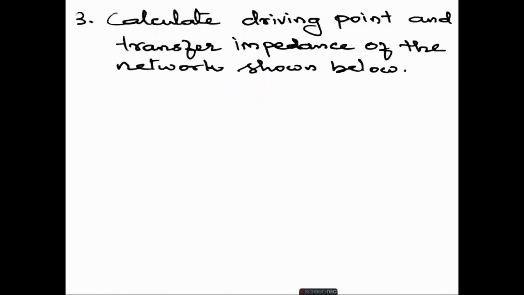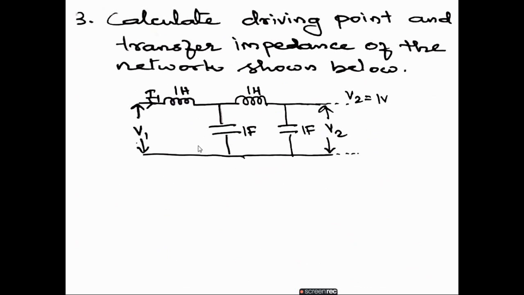Okay, let us move to the third problem. Calculate the driving point impedance and transfer impedance of the network shown below. This is very important. See, it's a different thing shown here. We are not given the impedance directly. Instead of that, they have given inductance and capacitance, and the values are also in henries and farads.